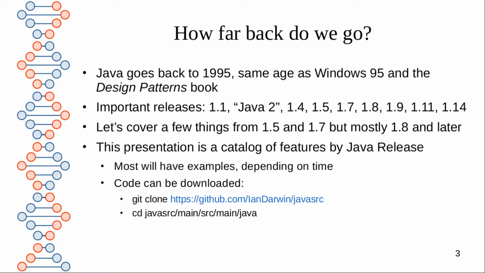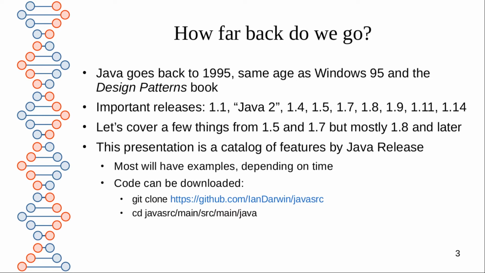So Java goes back to '95, the same age as Windows 95 and the design patterns book and various other things that happened way back then. But some of the important releases in recent times are 1.5, 1.7, 1.8, 11, and 14. We're going to talk about a couple of things from 1.5 and 1.7 just to be sure everybody's relatively up to speed on Java, mostly talking about 1.8 and 11 and later.